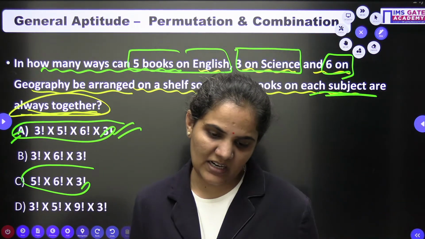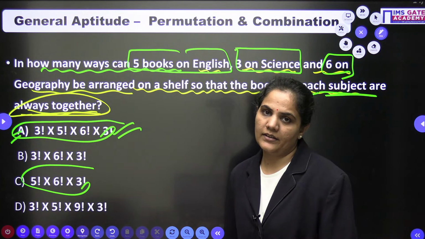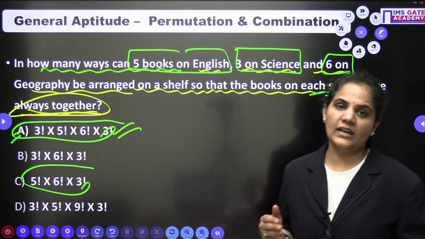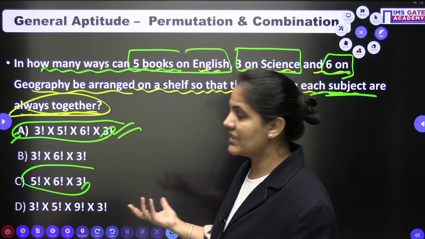Shabash. Very good. Aditya, Akansha, Saharsh. Absolutely right. So I hope you guys are getting my point, how to approach it, how to solve these types of questions.